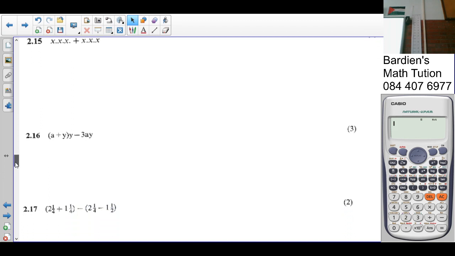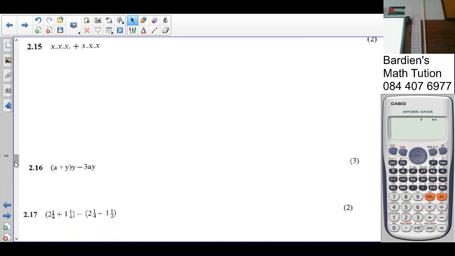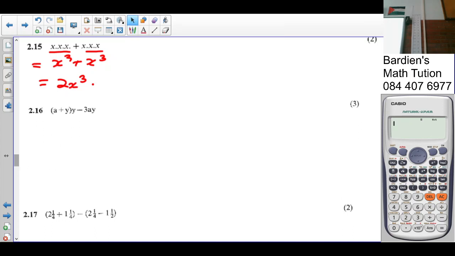In question 2.15, what needs to be done first? Multiply. Not so? So, what's x multiplied by x multiplied by x? X cubed plus x cubed. And x cubed plus x cubed is x to the power 6. Not so? No. Not 6. But with 2x cubed. Why? When you're adding and subtracting, the variable stays the same.